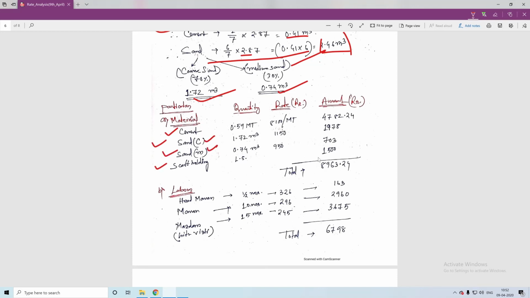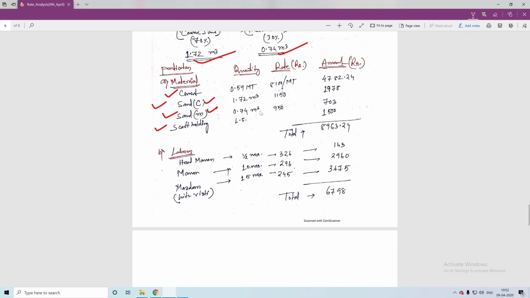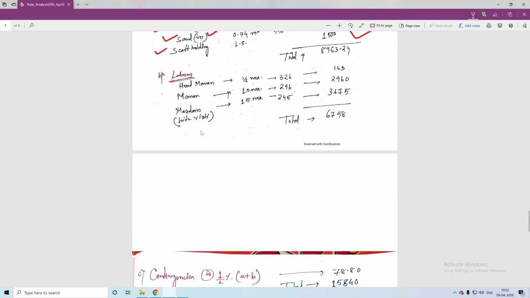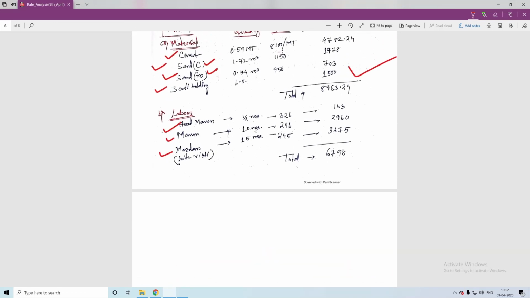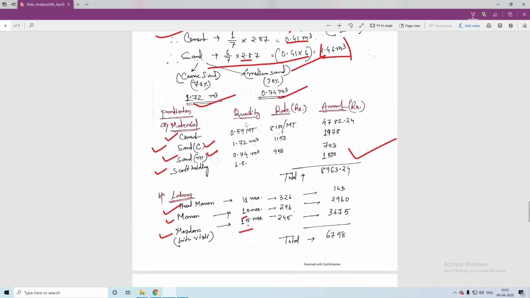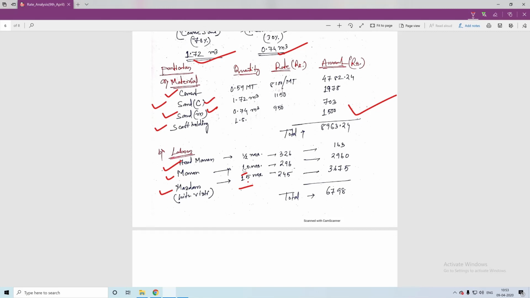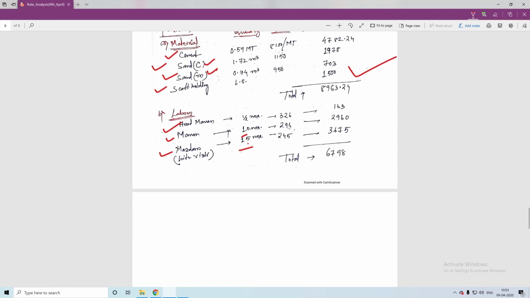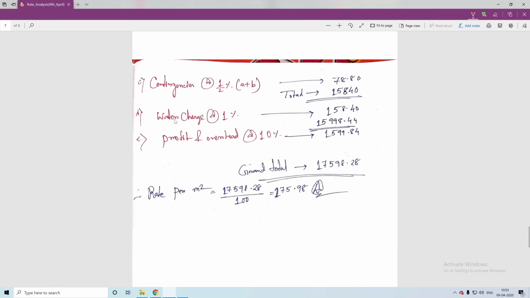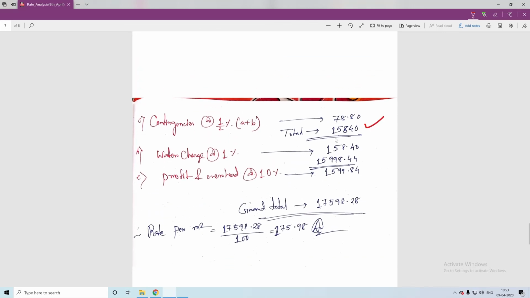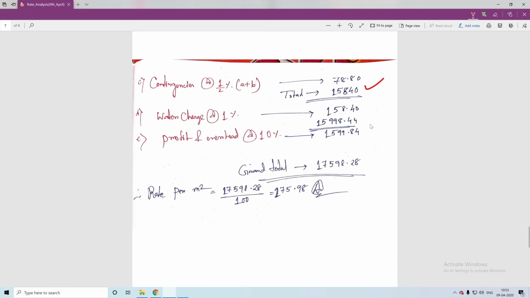As for scaffolding, lump sum value 1500, because when you are going to plaster something you need the scaffolding. These are the rates, you just multiply and you get the value. Labors, same process, head mason and mazdoors. Here we take half numbers 10, 15. This is not mandatory, you can see that in all the cases the numbers are different, so you can take as per your conclusion. And 326, these are the rates, and contingency is half percent of A plus B, so the value comes to 15,840. Water charge is 1%, profit and overhead is 10%.